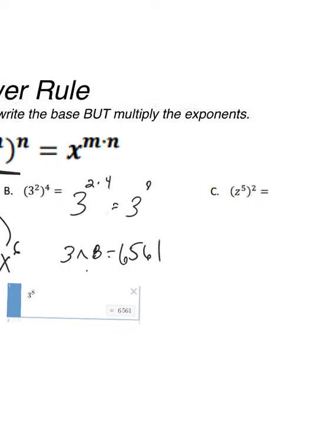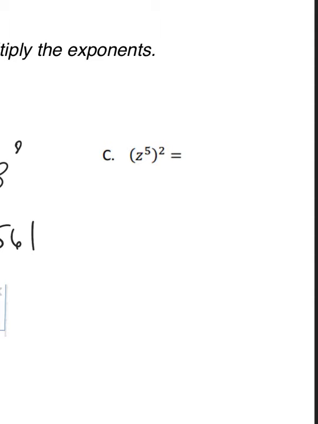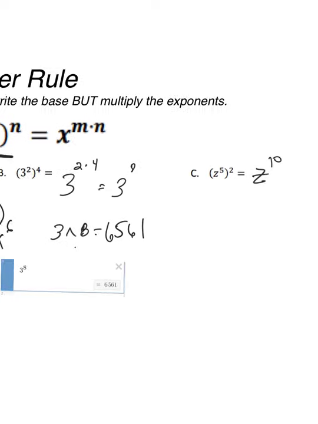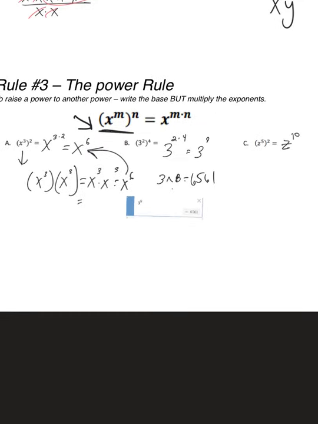Go ahead and do C. Come back in a moment and see if you got the same answer I did. If I were to multiply 5 times 2, that would give me z to the 10th power. That is the product or the power rule. That's when you have a base raised to a power and then another power. So notice anytime you see just one base, that's what would indicate it's the power rule.